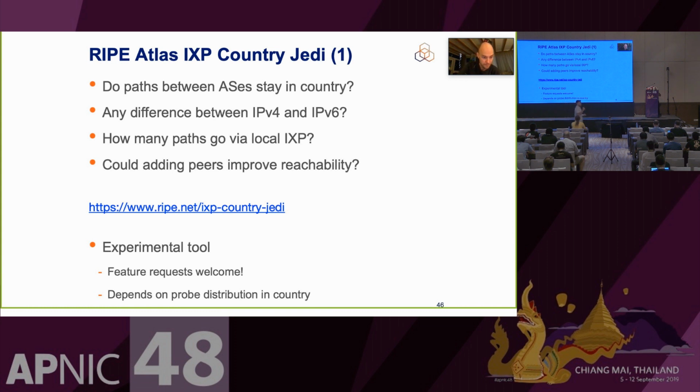IXP Country Jedi is a tool that has been enabled through Atlas, and let me quickly explain that. What we wanted to do is, we know what probes are within a country, right? And what happens if we orchestrate the probes to send a traceroute to each other? Then we create a mesh measurement. You would assume that if the probes are in the same country, the traffic should stay in the country.